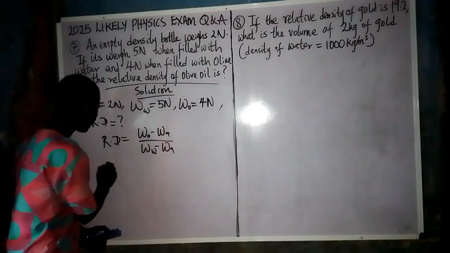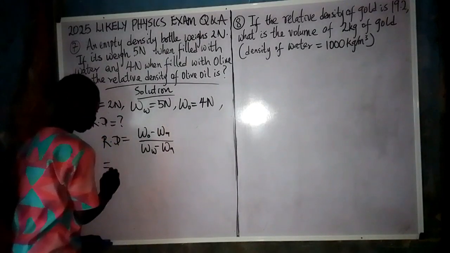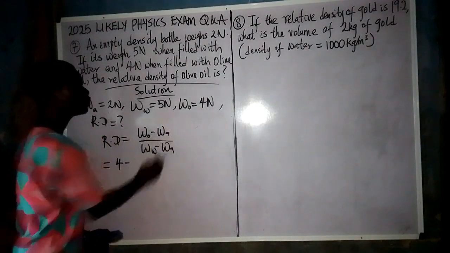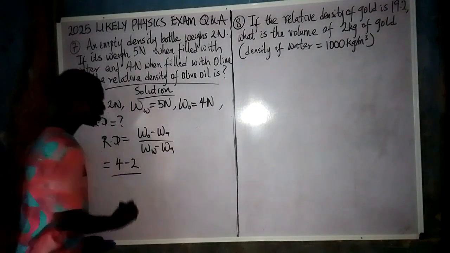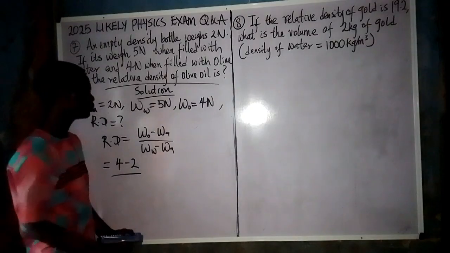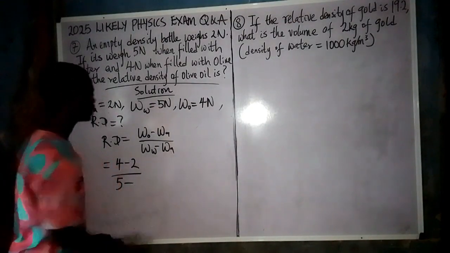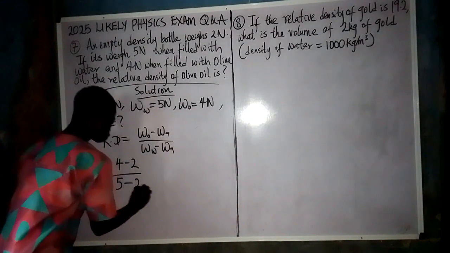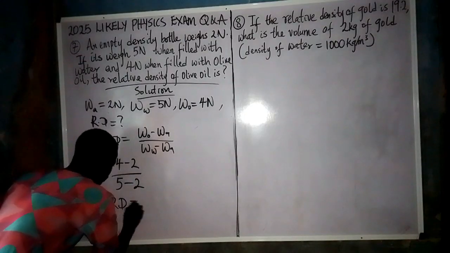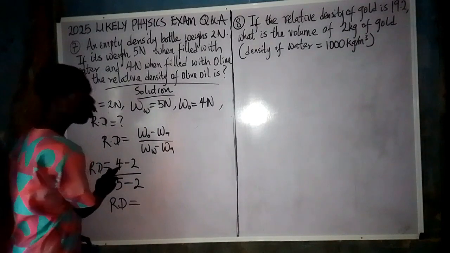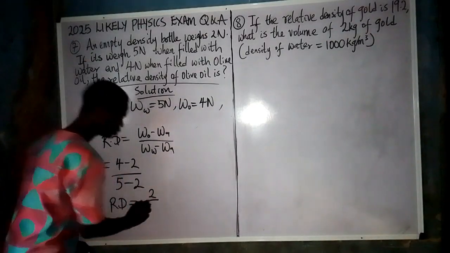So from here, we will now input our values. What is W_O? W_O is 4 minus what is W_A? That is the weight of the empty density bottle. It is 2, over what is W_W? We have 5 minus what is W_A? We have 2. So we progress. RD will now be equal to, watch out, 4 minus 2 is 2 over 5 minus 2 is 3.